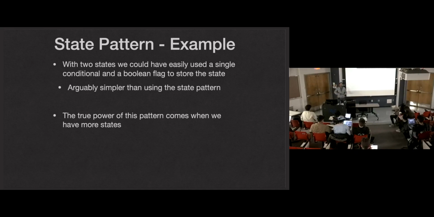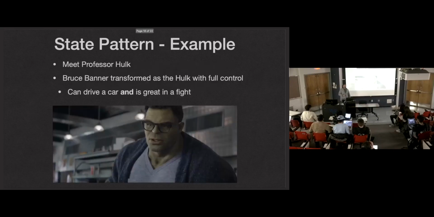And you'd have a pretty good argument. For this case, the state pattern didn't really help us at all. We really didn't see the benefits of the state pattern. But the true power of the state pattern comes in when we have more. If we just have 2 states, it's not that big of a deal. When we have more than 2, especially when we have lots, that's when we see the power. So enter Professor Hulk. Professor Hulk is the 3rd state that Bruce Banner can be in. And this is Bruce Banner in his Hulk form, but also with full control. He's great in a fight, and he's a world-class scientist, the best of both worlds.